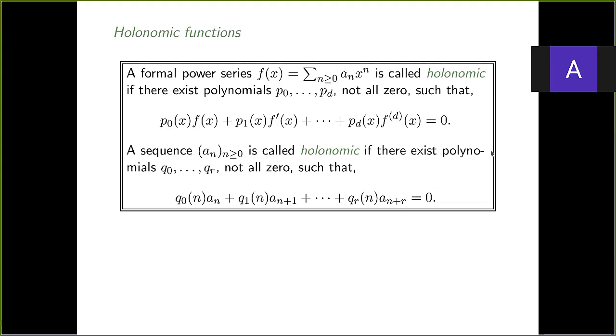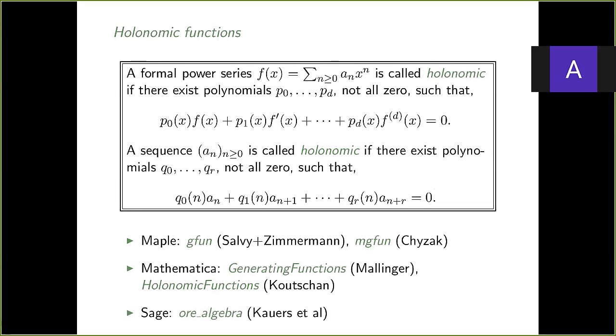And there are many other things known about holonomic sequences and functions, about summation and integration and closure properties. All this is algorithmic and it has been implemented in several computer algebra systems, like Maple, Mathematica, or Sage, to name a few that I'm familiar with. And now we are looking at something similar, but with a different type of generating function, if you will.